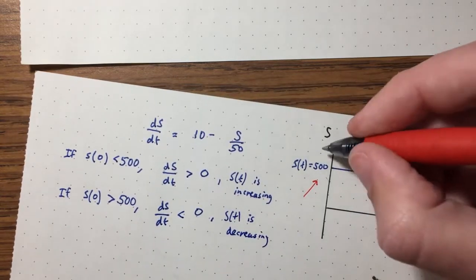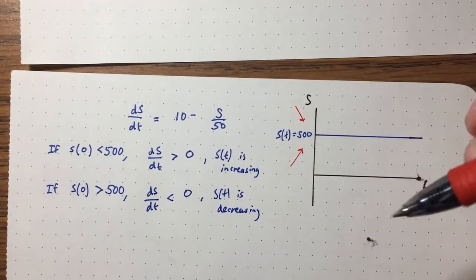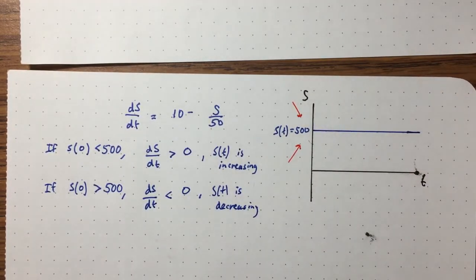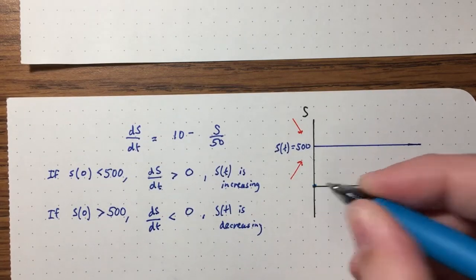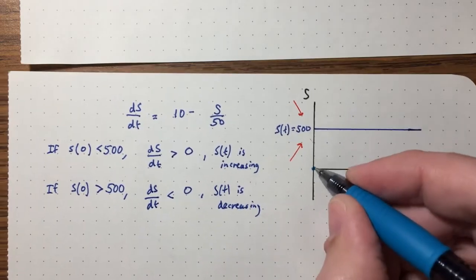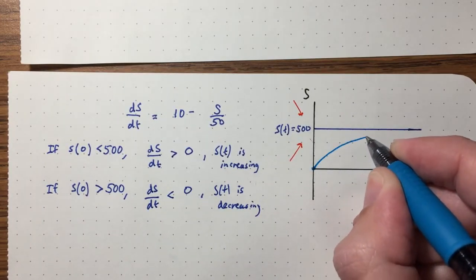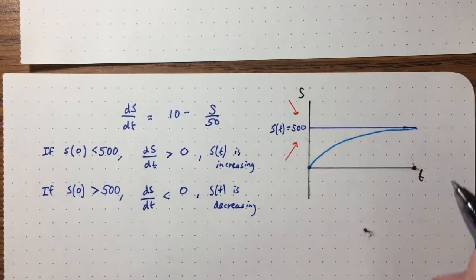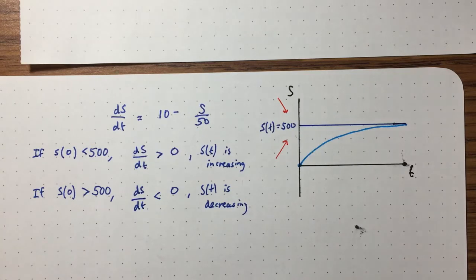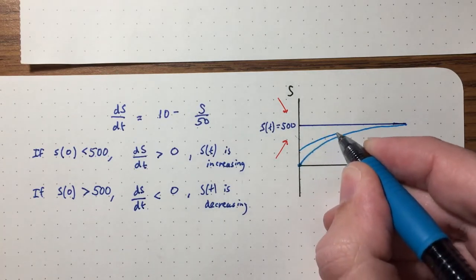So basically, any solution that starts up here is going to be decreasing, and it will actually decrease down toward the equilibrium. And so let's plot a few solutions. Let's say I start at 0 even. What's going to happen eventually? I don't know exactly what it's going to look like, but I'm going to be increasing. I'll continue increasing until I get to the equilibrium. I'll never actually touch that equilibrium, turns out, but I will asymptotically approach it.